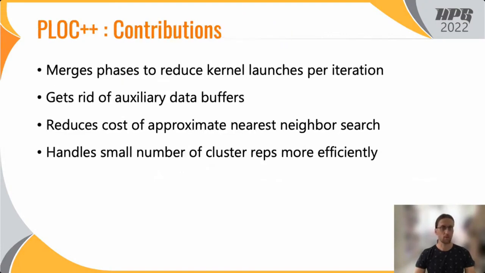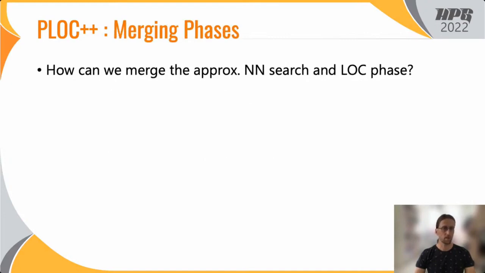So now with our new PLOC++ approach, we are addressing exactly these bottlenecks of the original approach. In particular, we merge phases into a single kernel launch to reduce the number of kernel launches per iteration. We get rid of all the auxiliary data buffers, which saves memory and bandwidth. We also reduce significantly the cost of the nearest neighbor search. And finally, we handle the case of operating on a small number of cluster reps way more efficiently. Okay, so let's go over these changes step by step.